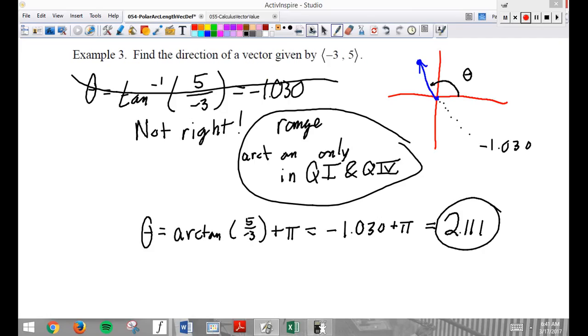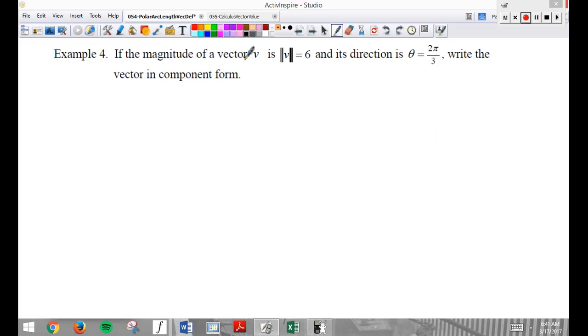Okay, last but not least. If the magnitude of the vector is 6 and its direction is 2 pi over 3, write the vector in component form. So here you have the option again. It all comes down to how you like to do your trig. If you're not feeling steady with trig, I'm drawing an angle of 2 pi over 3. Drawing that angle might be the hard part. And then it's length 6 from there.